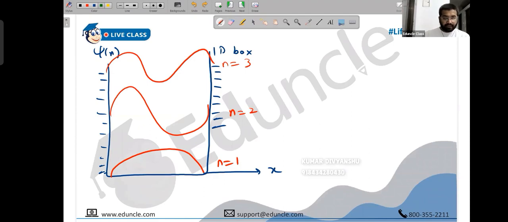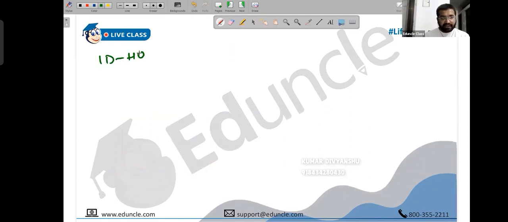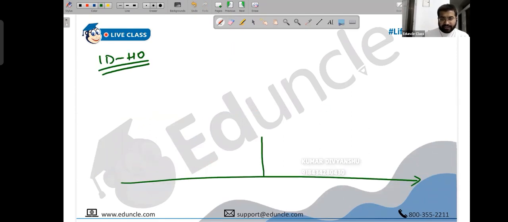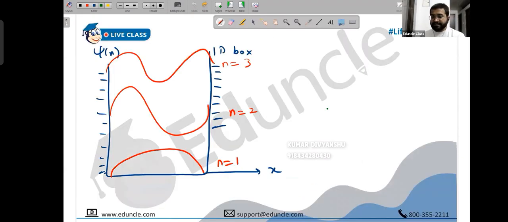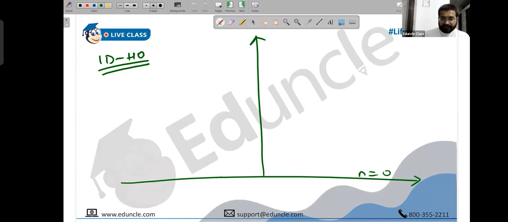Next. So for the 1D harmonic oscillator, even though they have not asked us to memorize the wave functions, we are supposed to know how they look. But remember, n starts from 0. Here it starts from 1 in boxes. In harmonic oscillators, it starts from 0. The first wave function looks like this. Don't draw it yet, I will teach you a shortcut technique. The first looks like this.